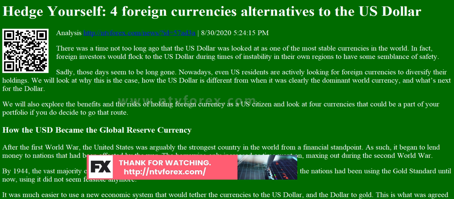While it still holds that title comfortably, Russia and China have begun making efforts to dethrone the USD as the global reserve currency by reducing their exposure, purchasing gold, and conducting trades in their own currencies rather than the dollar.